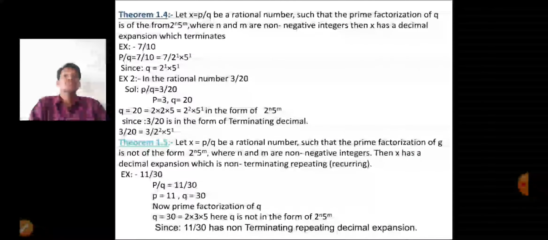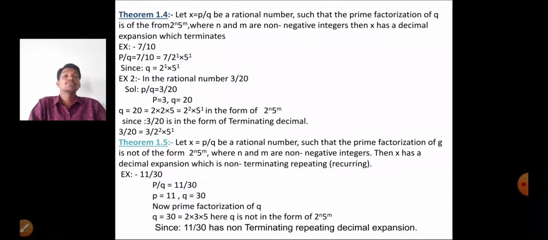Theorem 1.4. Let x be a p by q rational number such that the prime factorization of q is of the form 2 to the power of n, 5 to the power of m, where n and m are non-negative integers. Then x has a decimal expansion which terminates. Example: 7 by 10. The 7 by 10 is in the form of p by q. So the q we can write as 2 to the power of n, 5 to the power of m. The 10 we can write as 2 times 5, so 2 to the power of 1, 5 to the power of 1.